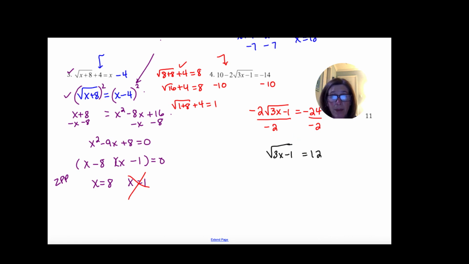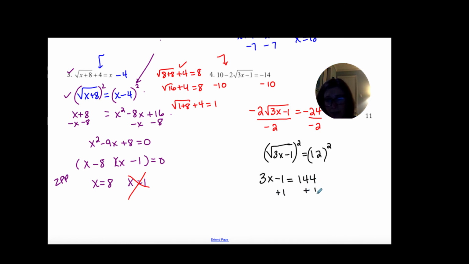Okay, now I'm going to square both sides. So 3x minus 1 equals 144. I'm going to add 1. And 3x equals 145. So what is that? x equals 35? Again, I'm going to check it.